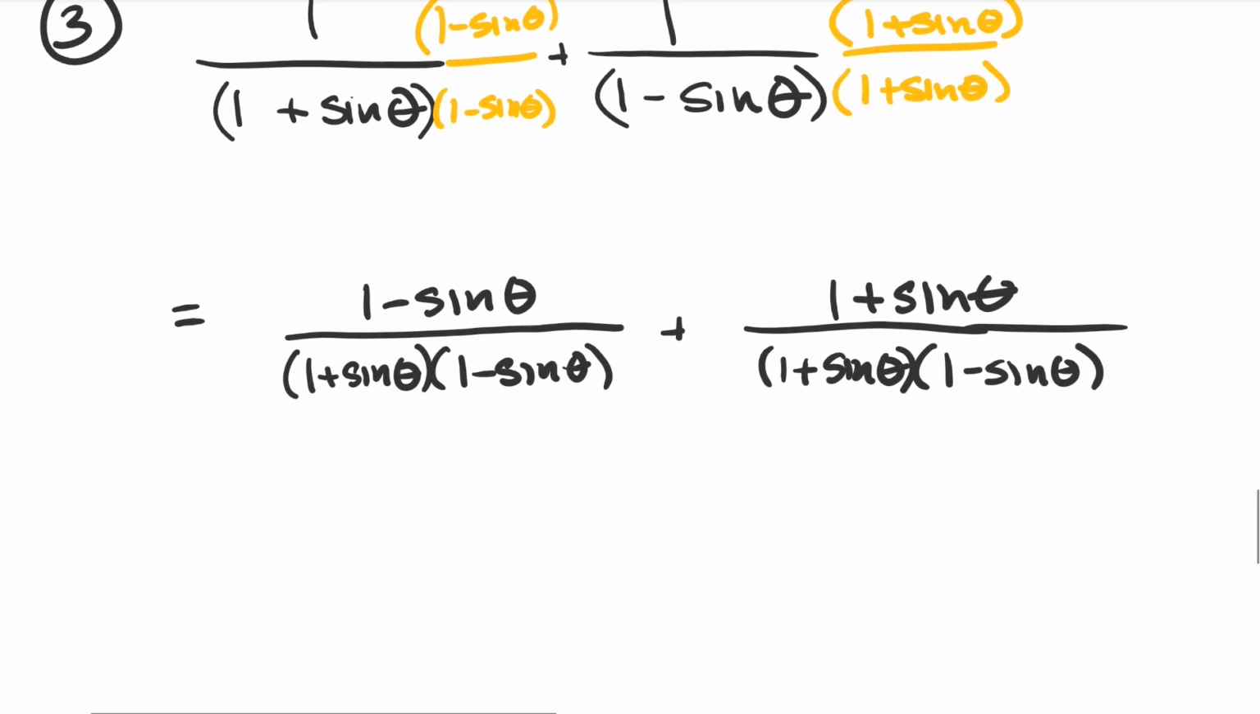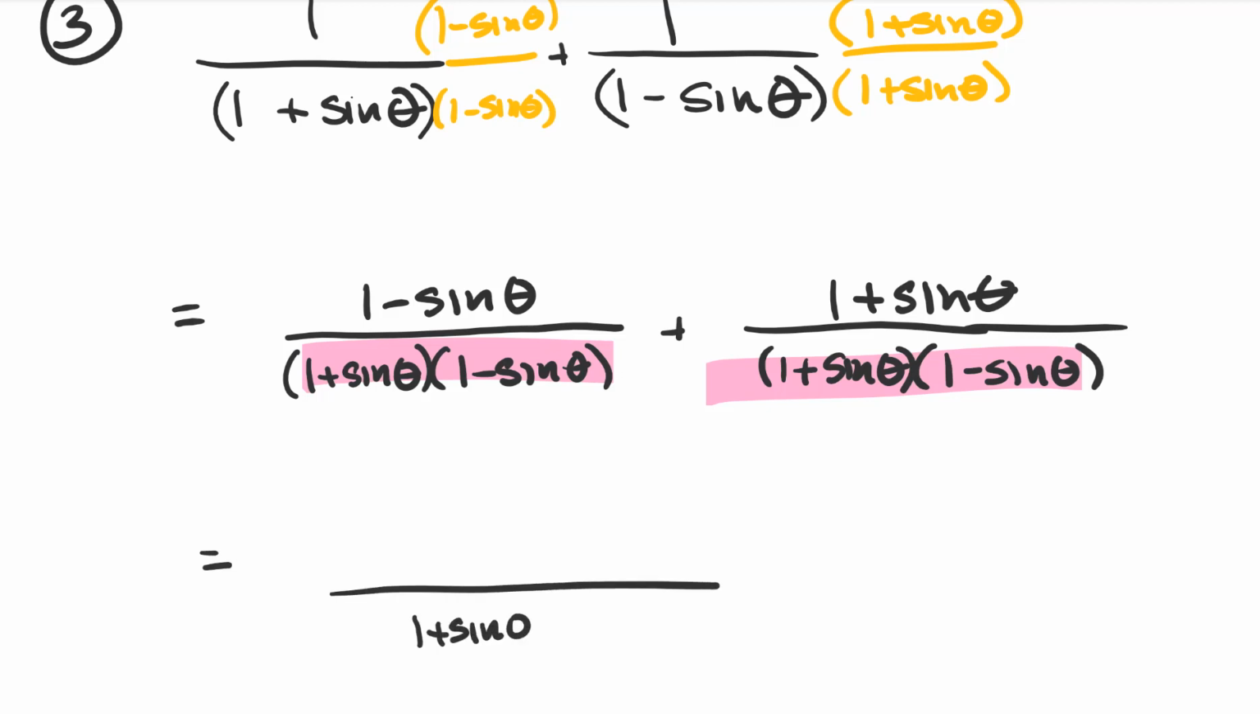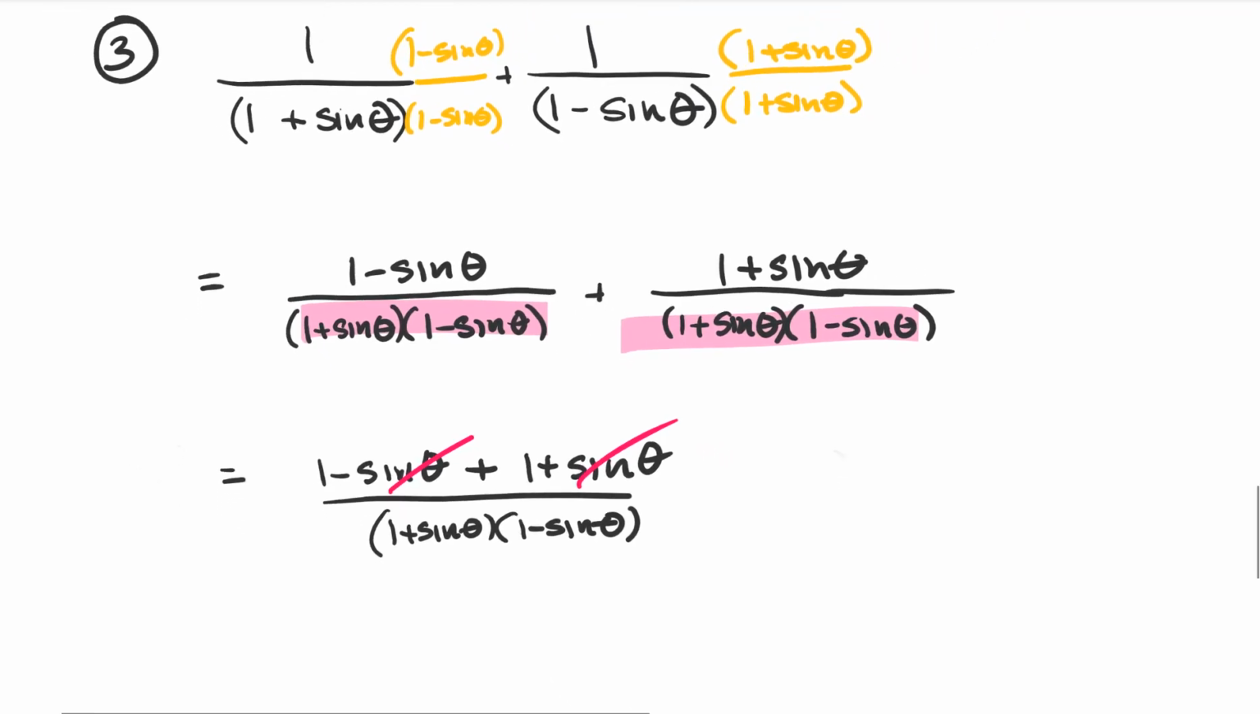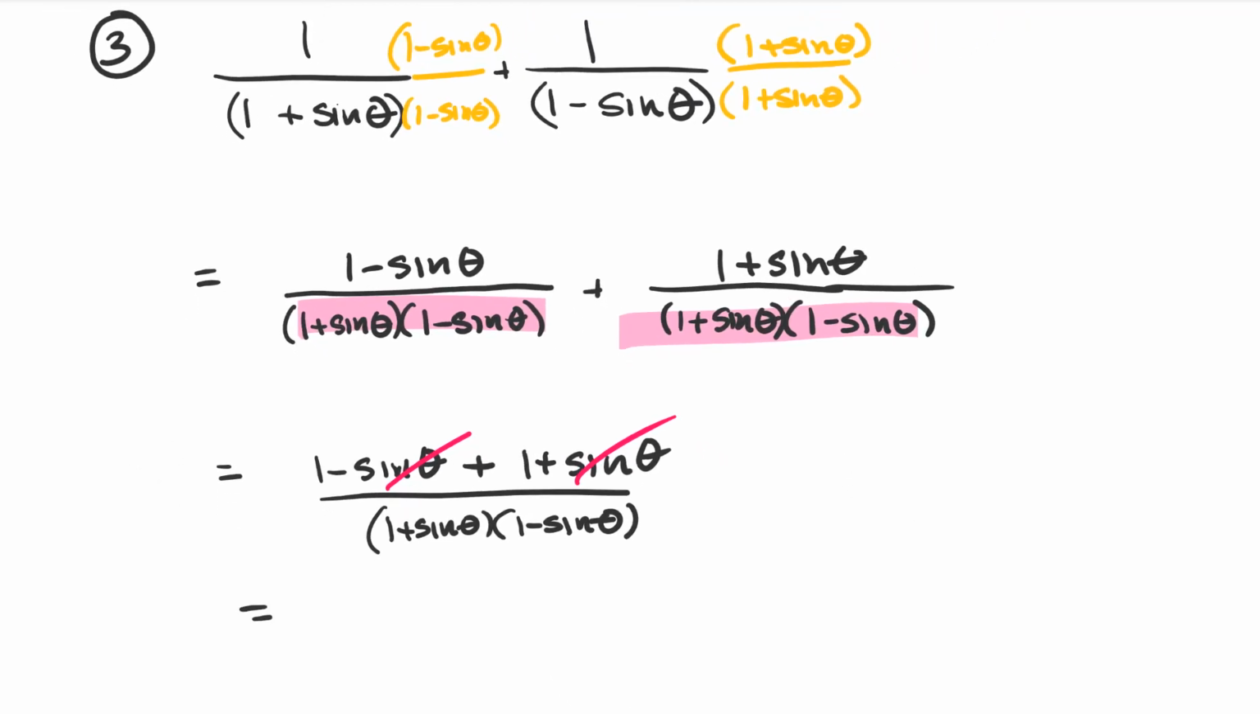All right, so now that we have denominators that match, we can just write this all over one of them. So what do we have? This 1 plus sine of theta and 1 minus sine of theta. And then up top we have the 1 minus sine of theta, and now we're adding it to this 1 plus sine of theta. Well, look at that negative sign and that positive sign. Look at that. That's good. So what are we left with? 1 plus 1, which is 2. But I think we can go further.